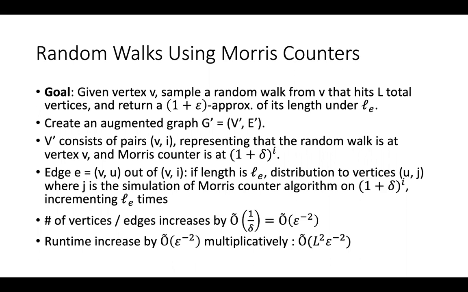Notice that the number of vertices and edges has increased by a 1/δ factor, an ε^-2 factor, because the i can be at most Õ(1/δ) things, because the Morris counter is powers of 1+δ. Intuitively, this will increase the runtime by an ε^-2 factor multiplicatively. So our runtime was originally L², so now it's L²/ε² as desired. There's a few technical details that I've glossed over, but this is the basic idea. And yeah, that's how you use a Morris counter to sample a random walk and estimate its length up to a 1+ε factor efficiently.